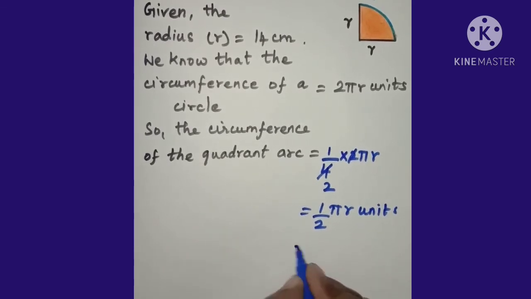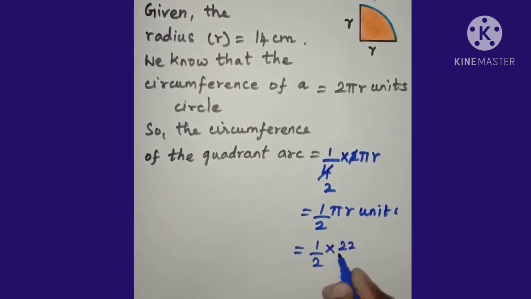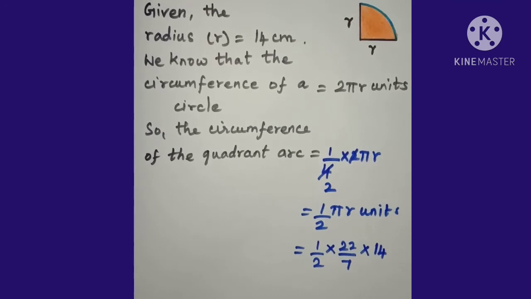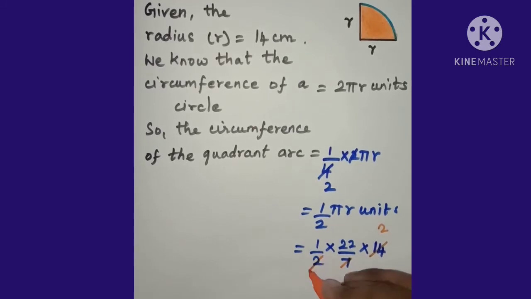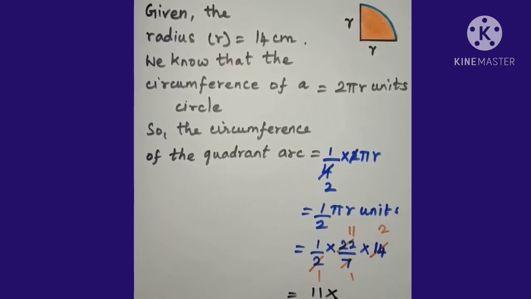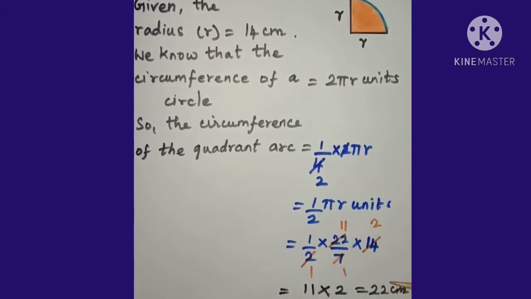Now substituting the values, 1 by 2 into pi is 22 by 7. And what is the value of r? That is 14 centimeter. Now cancelling 7 and 14. Here 2 times, here it is 1 time. So 2 and 22 is 11 and here it is 1 time. So we get 11 into 2, which is 22 centimeter. So the circumference of the quadrant arc is 22 centimeter.